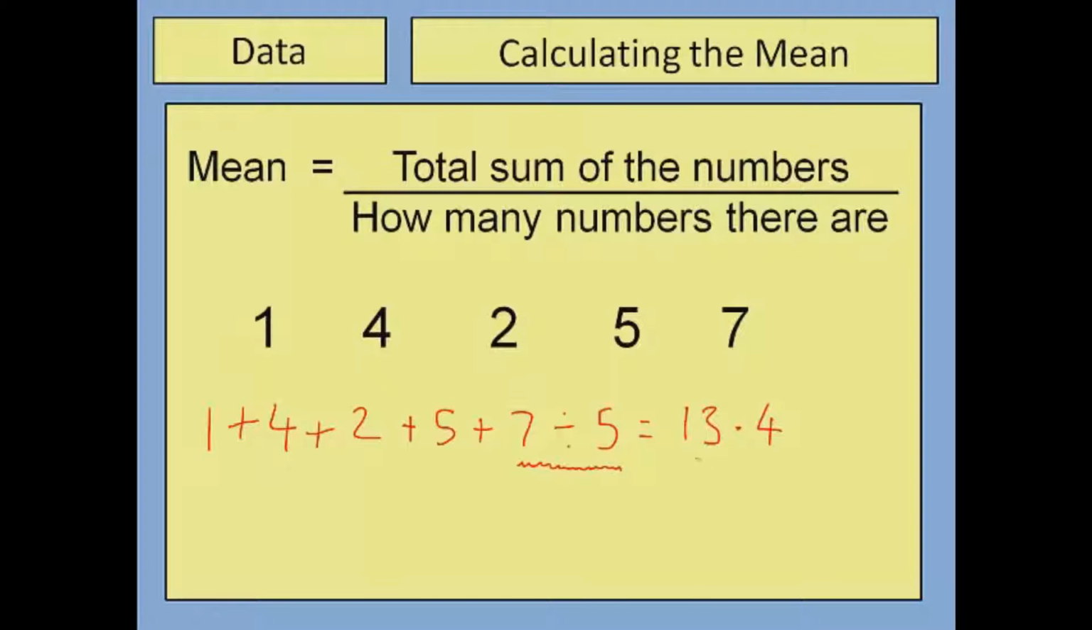Now, one thing to realise is 13.4 as an answer doesn't look like the average of these numbers. In fact, it's much bigger than all of these numbers. So hopefully, if you do make this mistake, you'll realise it too and go back and change what you've done.